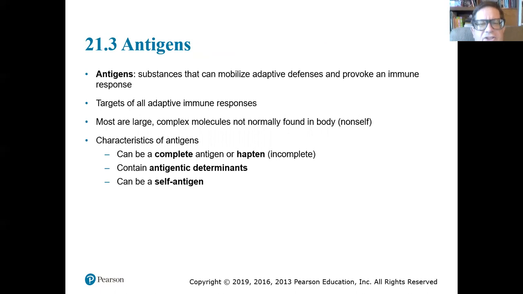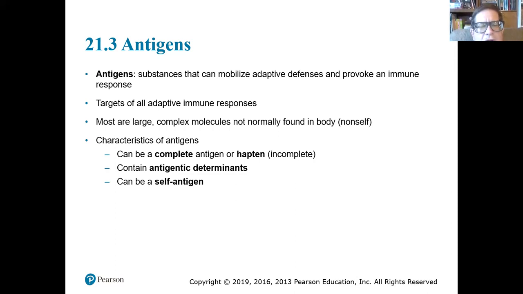Antigens can mobilize adaptive defenses and provoke an immune response. Remember, an antigen is anything that generates an immune response. Don't confuse antigens and antibodies. The antibody is part of your body. The antigen is something that does not belong in your body. It is something that your body wants to fight. So antigens can cause an immune response, and they are the targets that we are honing in on with our adaptive immunity.